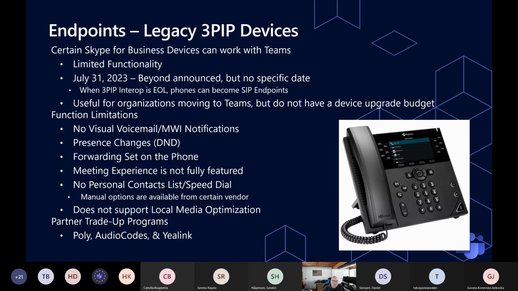Also, if you are looking to deploy Teams with local media optimization, that is not supported by any device other than a native Teams phone and a full desktop PC client. So if you're trying to use that with the VVX, it will not work. Now, if you do have VVXs or an AudioCodes phone and you want to get native Teams phones, there are partner trade-up programs available to you from Polycom, AudioCodes, and Yealink that allow you to get those newer devices at a discounted rate by trading in your current phones. If you are interested in that, make sure you reach out to your account representative, and they'll be able to get you more information on what options they have available for your organization.